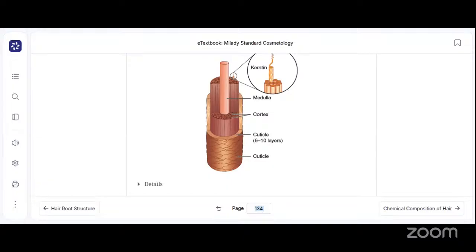Okay, the medulla is sometimes absent in fine to very fine hair. It's the core, the pith of the hair shaft. So the finer the hair, the thinner the hair, there will be no core. But of course, if the hair is thicker, coarser, you will find that there will be a core.